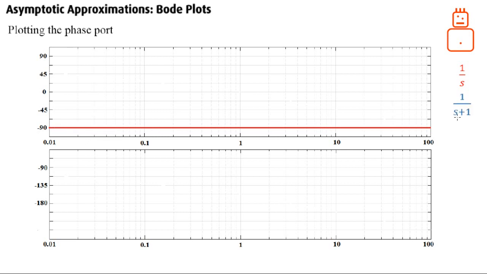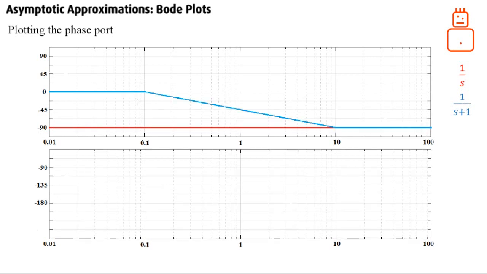The first pole at minus 1 will contribute 0 degrees for low frequencies and minus 90 at high frequencies. We have a break frequency at 1, so divide this by 10, and it will be 0.1. This is 1 decade before the break frequency, and multiply it by 10, we'll have 10. This is 1 decade after the break frequency.